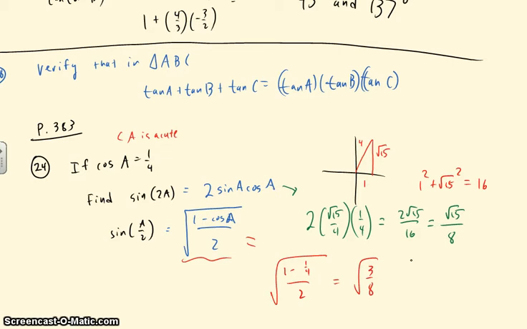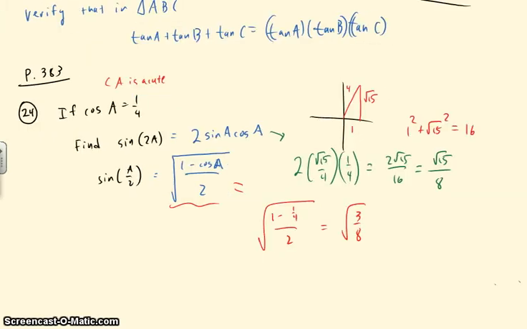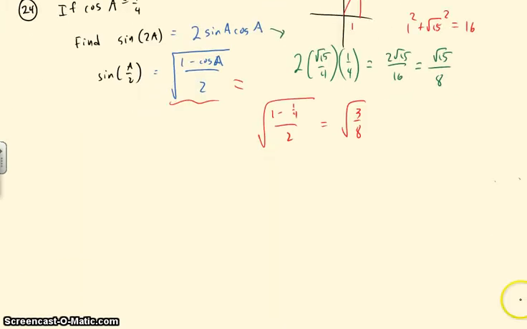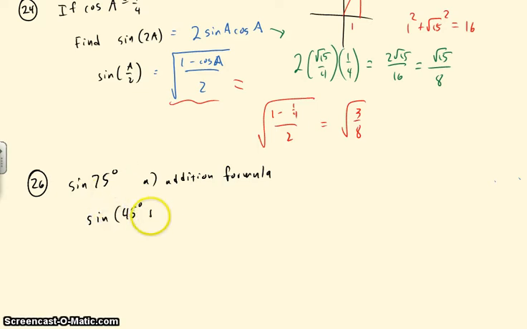26 through 28 we're asked about. These are really simple. I'm not going to go over all of them. 26 says, find the sine of 75 using the addition formula. That's just writing 75 as the sum of two angles that we know the sines and cosines of. They're special angles, so I can do 45 plus 30.